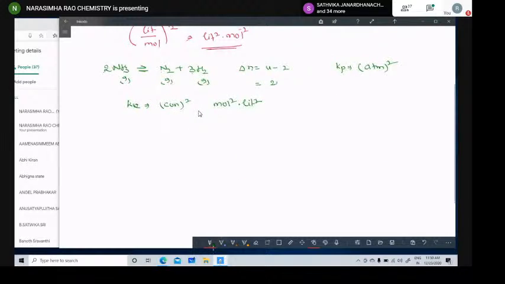Right, a reminder, children, one more thing here: the units of Kc or Kp. Liter power minus 2, yes, minus 2. The units of Kc or Kp depend on delta n. So this point is useful from the NEET entrance point of view.